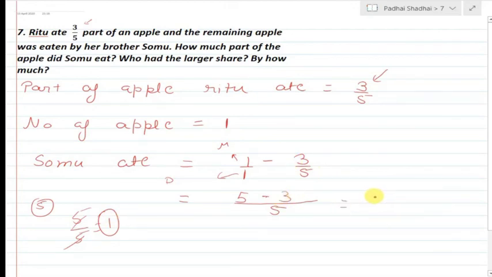5 minus 3 by 5, that is 2 by 5. That part is eaten by Somu. Okay, Ritu has eaten 3 by 5 part and Somu has eaten 2 by 5 part.